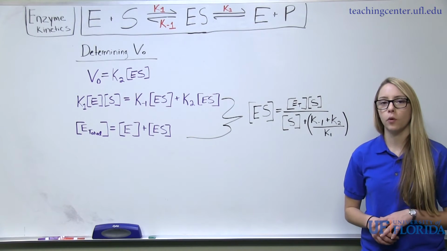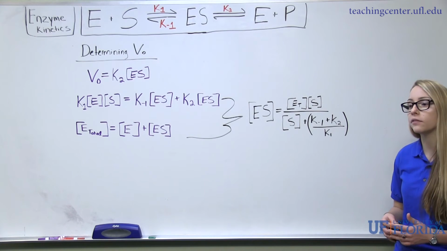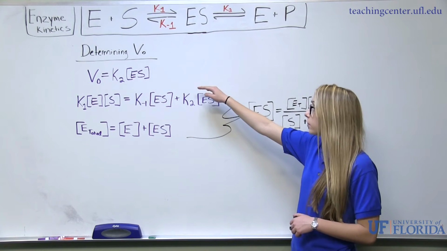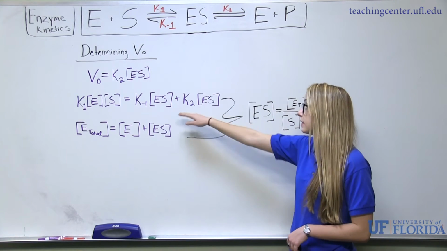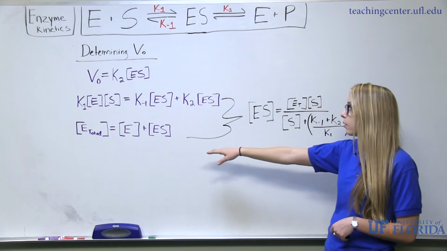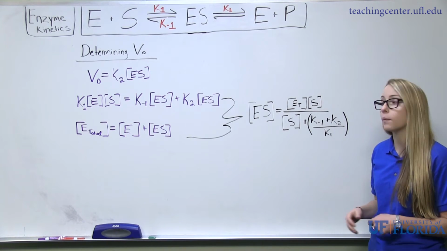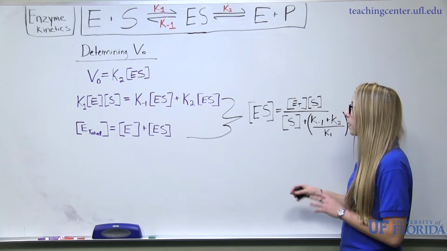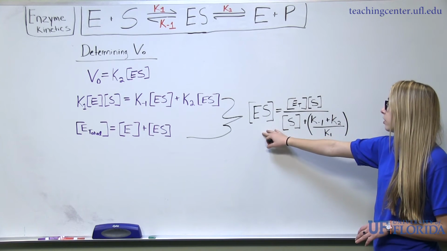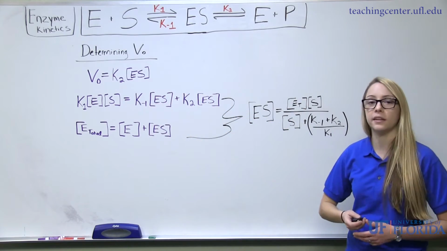So now that we know a little more about initial velocity, we're going to describe a way to determine it quantitatively. So 3 things we already know. We know the equation for initial velocity, we know our steady state assumption in which ES is constant, and we also know the enzyme total is equal to the amount of enzyme plus the amount of enzyme substrate complex. So simply by putting these 2 equations together, we find a way to determine the concentration of ES, which is what we're going to need to plug in to determine the initial velocity.